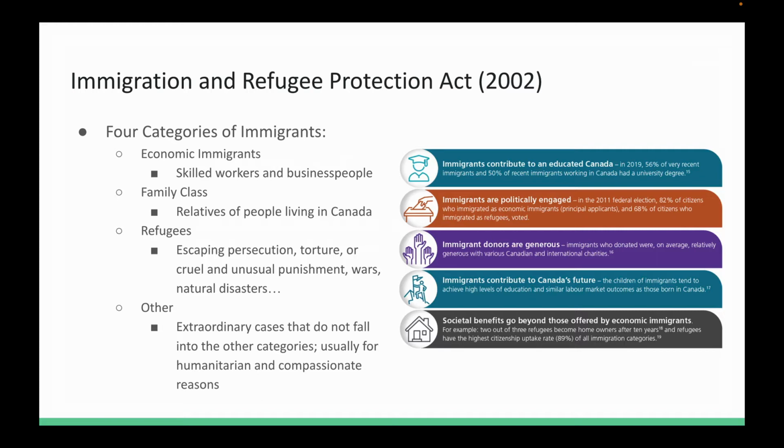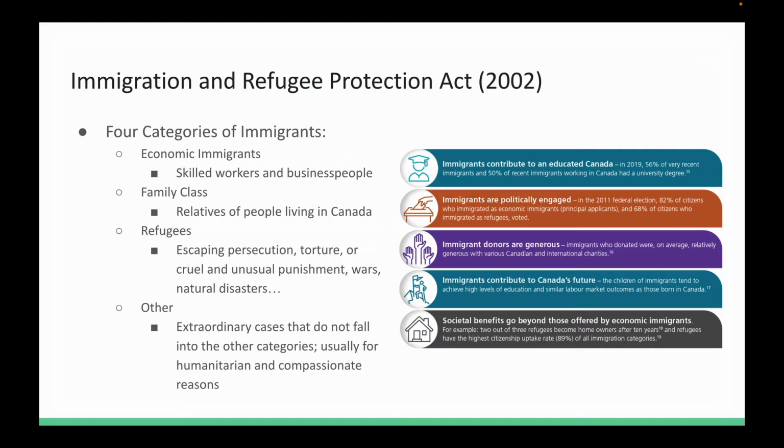And then our last category of immigrants is an other category. So these are extraordinary cases that don't typically fall within the economic class of immigrants, the family class of immigrants, or refugee class of immigrants. Now, these are for humanitarian and compassionate reasons. So they don't qualify as refugees. They would be seen as the other category.